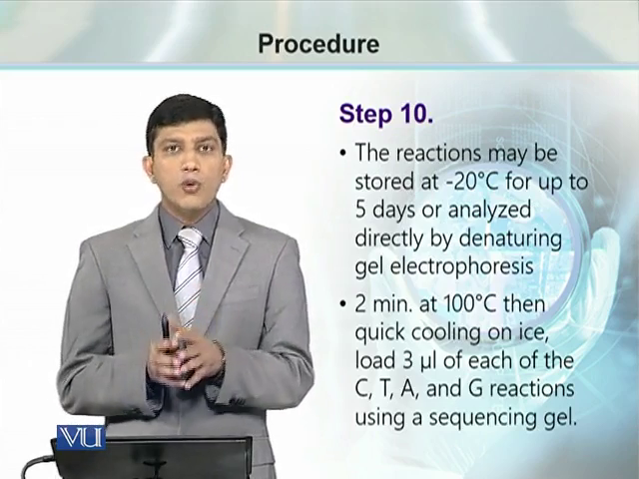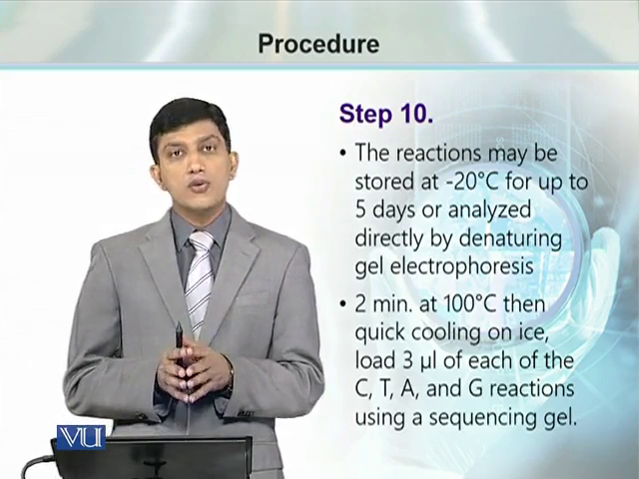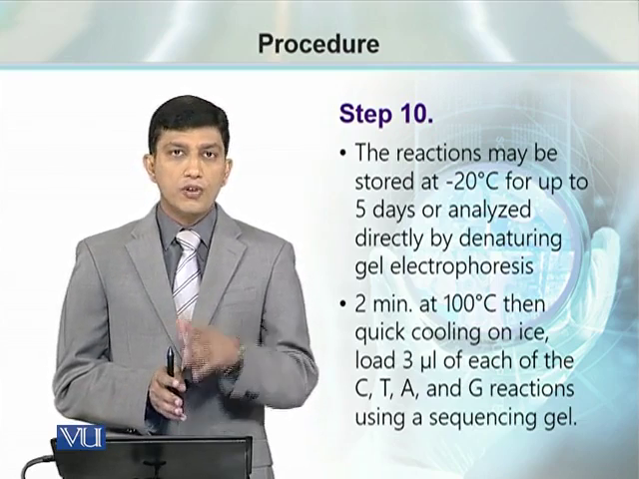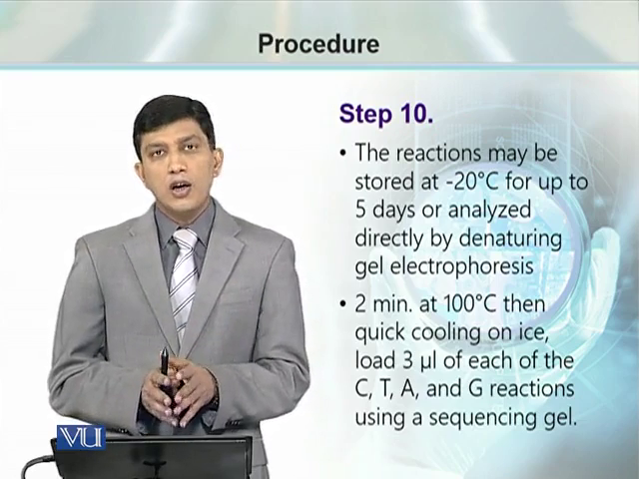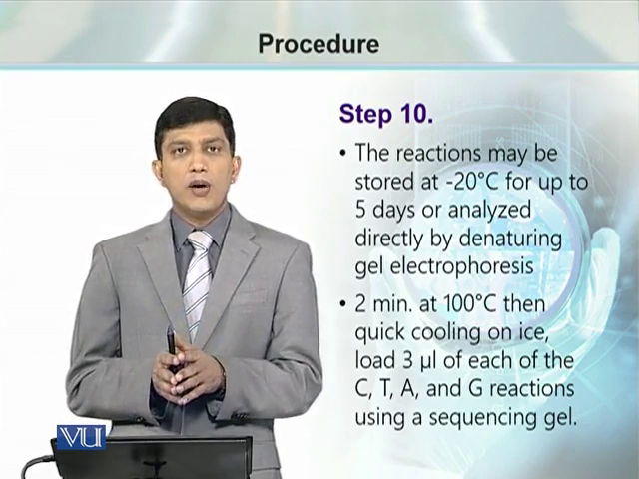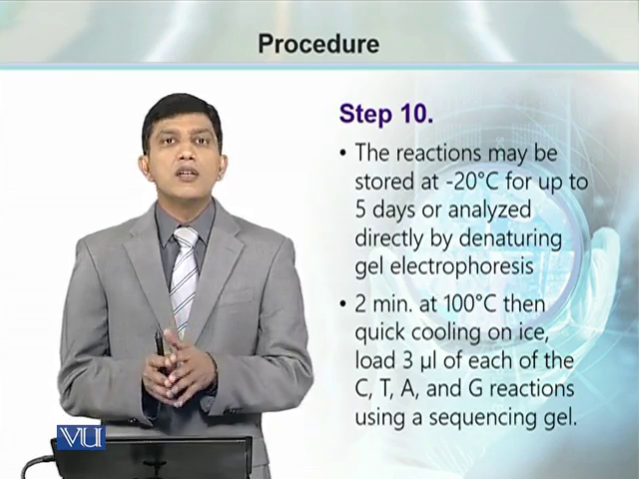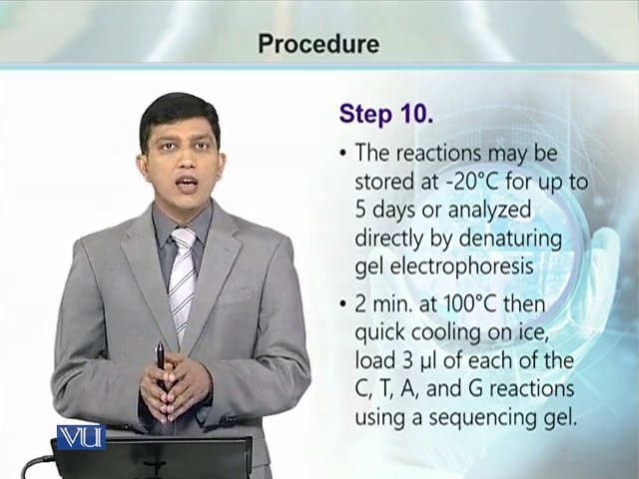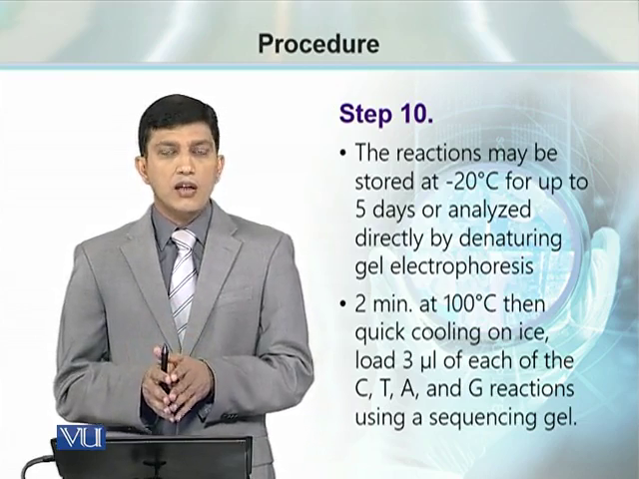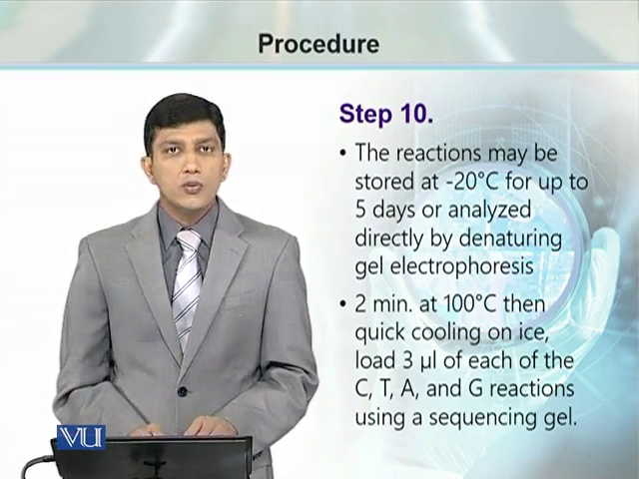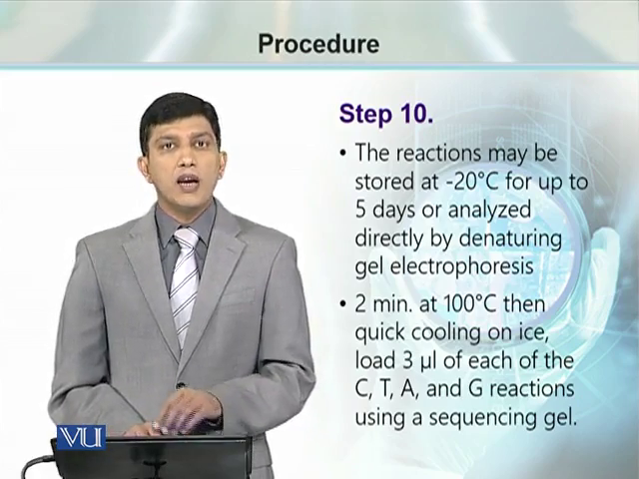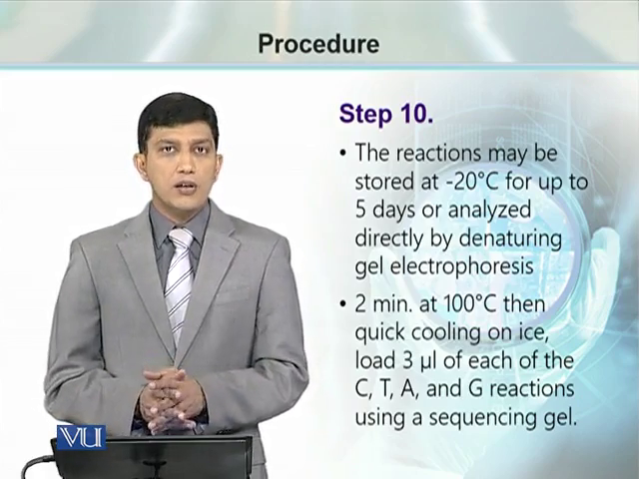The next, we have two options. Either we can store these 4 tubes at minus 20 degrees centigrade for further analysis later on, or we can proceed further to sequencing gel by using heat denaturation of these samples and performing gel electrophoresis using the sequencing gel, and we can read out the sequence of the DNA by the arrangement of the bands on that particular sequencing gel.